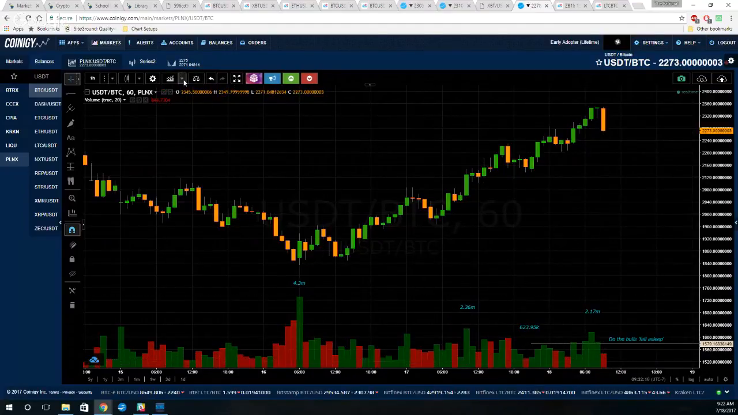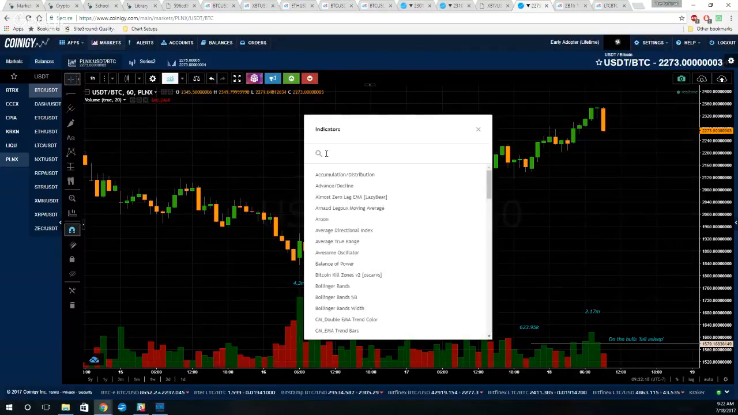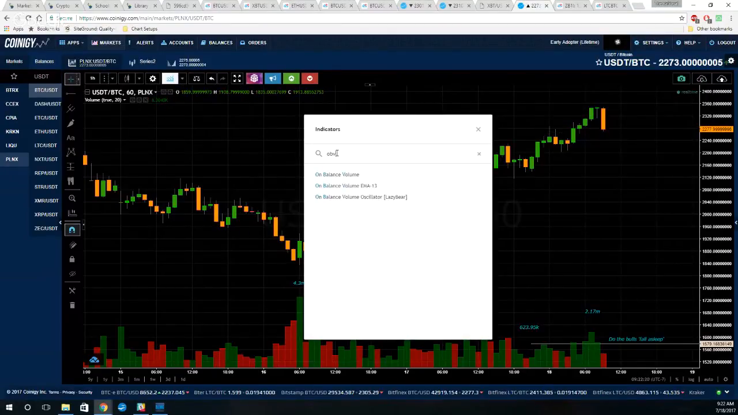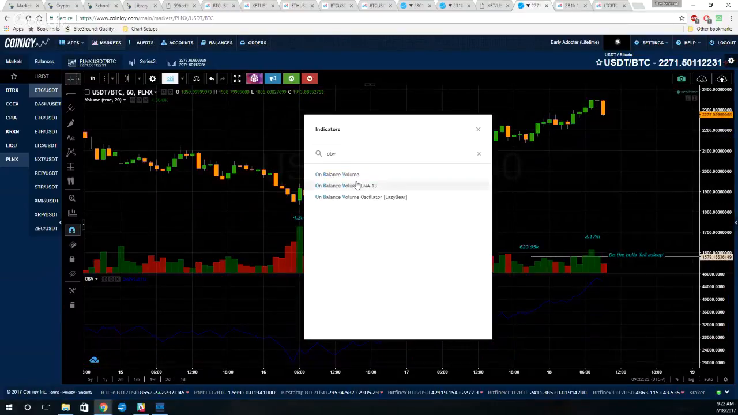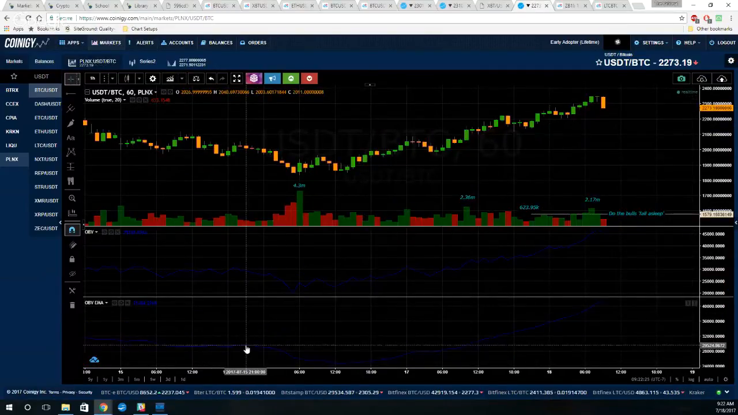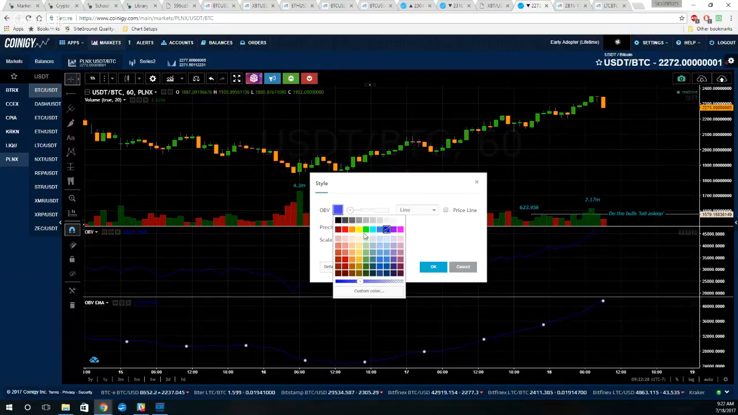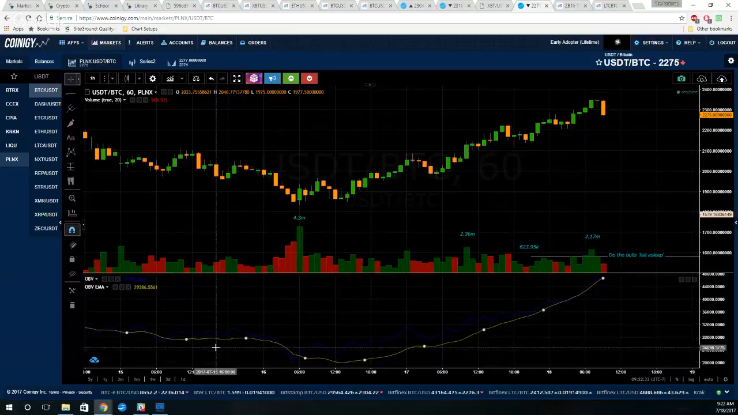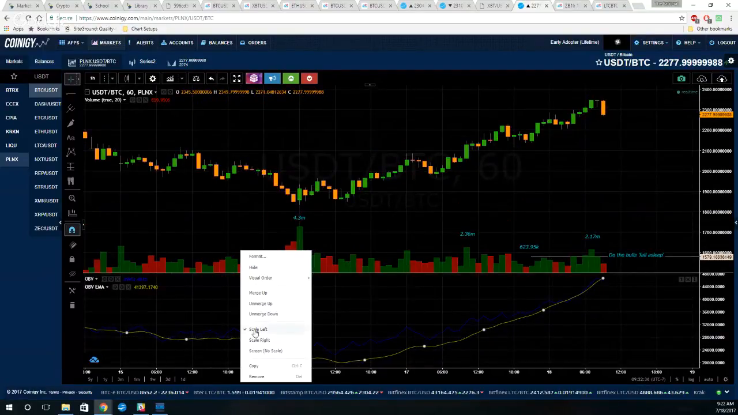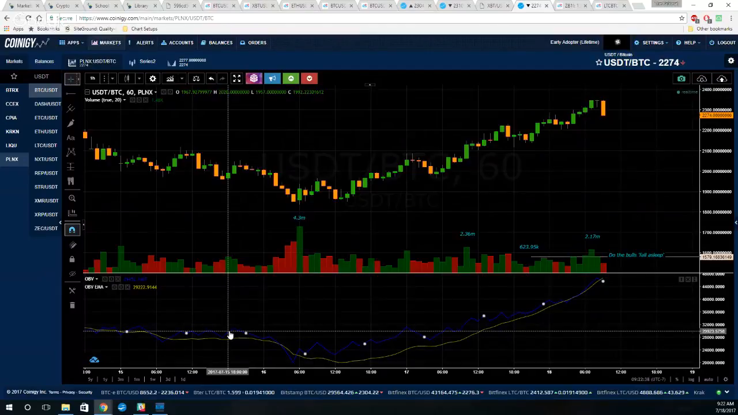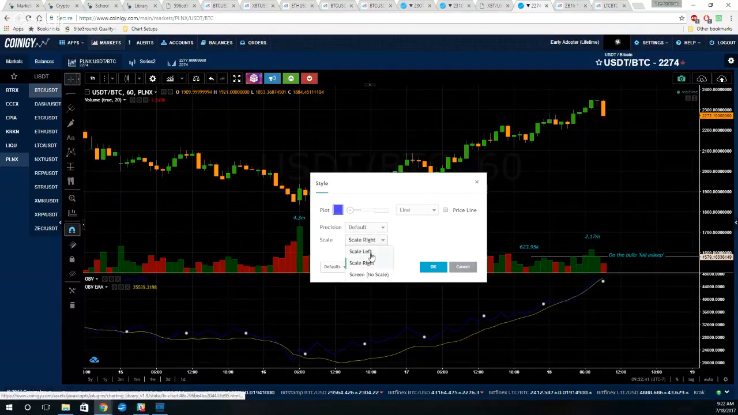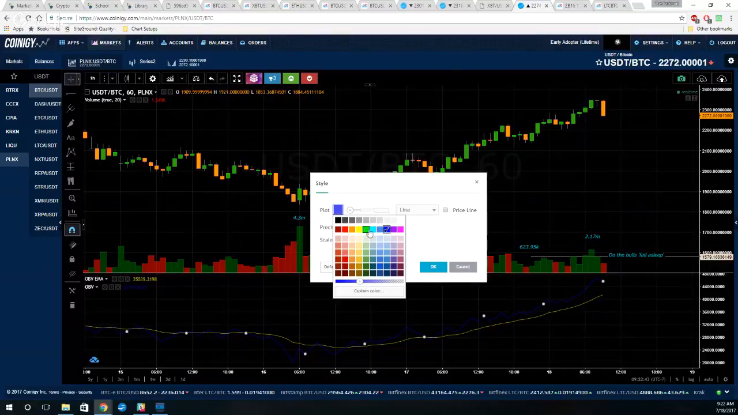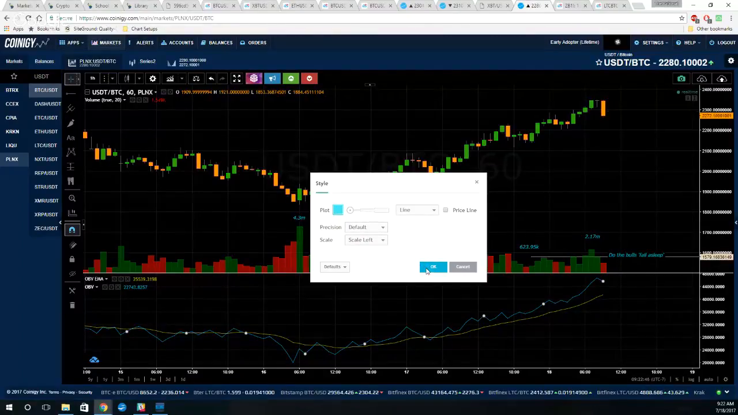And what I suggest to people is, let's see if I can do this. I don't want to screw this up. Simply let the indicator itself validate what you're seeing. So let's go scale left, and make that blue so you can see it.